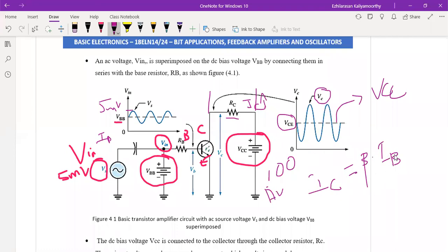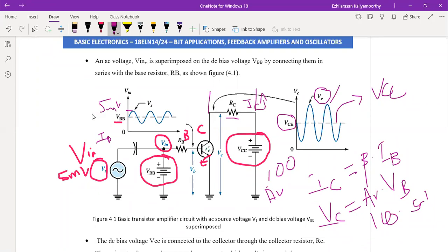If I want to write the same relation in terms of voltage, how can I write the collector voltage? VC is equal to AV, voltage gain, into VB, the base voltage. Then AV is 100. I can say the base voltage is very, very small, for example 5 millivolt. Then what will be VC? 5 millivolt into 100 becomes 500.